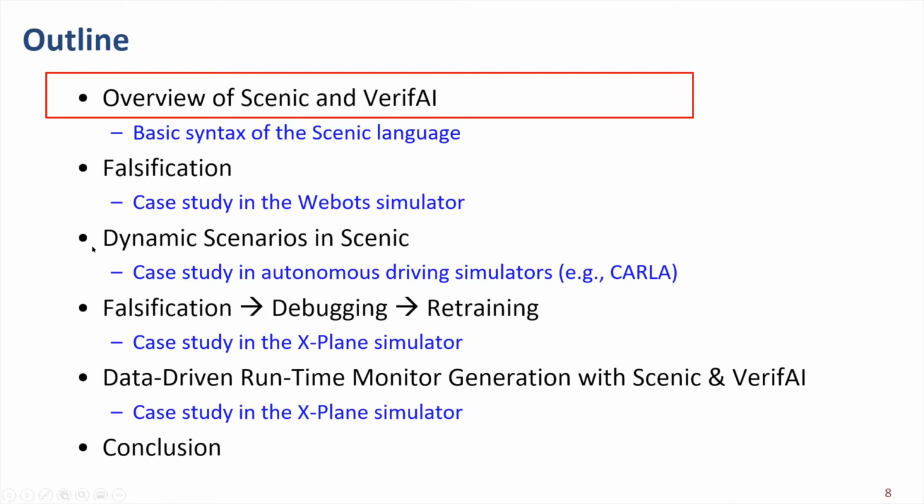Then I'll pass the baton to Daniel Fremont, who will tell you more about dynamic scenarios in Scenic, how you model dynamics of systems, and we'll do a case study in using autonomous driving simulators, including the well-known Carla. He'll also talk about how you go from falsification to debugging to retraining neural networks. This will use a case study in the avionics Explain simulator.